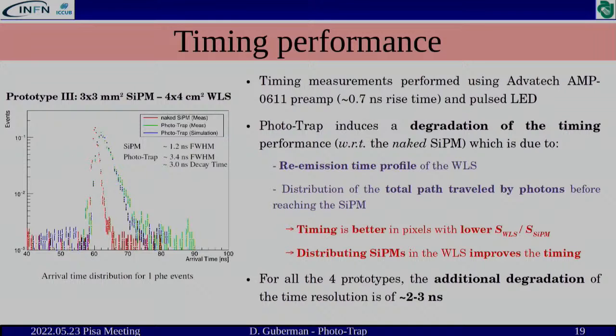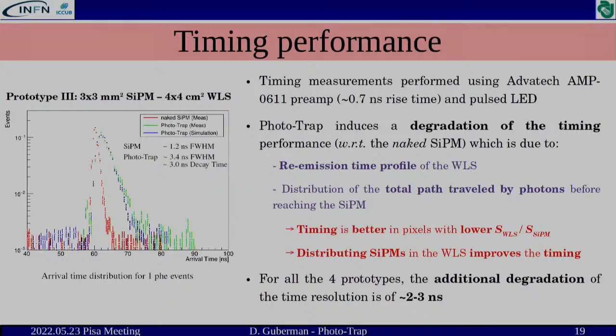Finally, let me comment on the timing properties of the pixel, because as it was expected, the timing degrades with respect to that of a standard silicon PM, and the reason is, first of all, the time decay profile of the wavelength shifter, but especially the number of bounces that in the end determine the total track length that photons do inside the wavelength shifter.